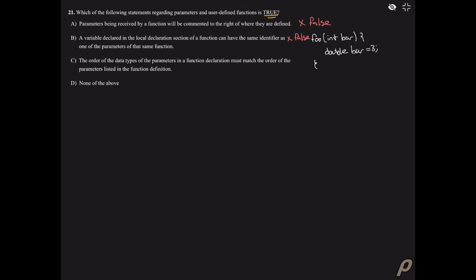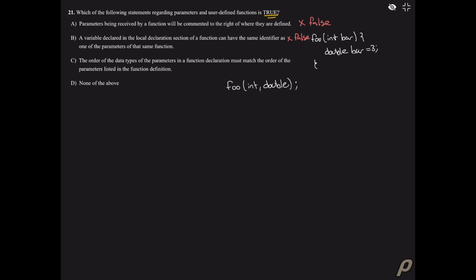All right, C. What is C stating? C is stating that the order of the data types of the parameters in a function declaration must match the order of the parameters listed in the function definition. Okay, so we have to remember the difference between function declaration and function definition. If you remember, function declaration occurs at the top of the program. So this is going to look something like this. It occurs above main, and if we have a function called foo, we have to declare what the data types of the parameters being passed into foo are. So we're passing in an int and a double, say, and then there's a semicolon at the end of this.